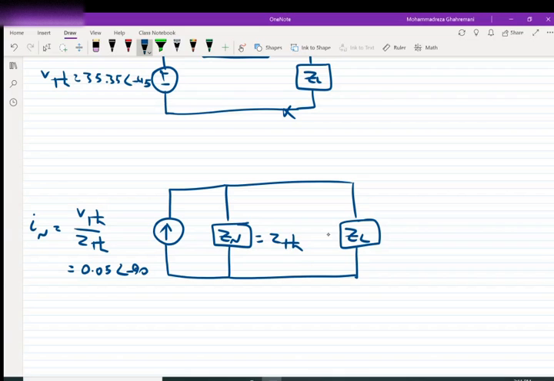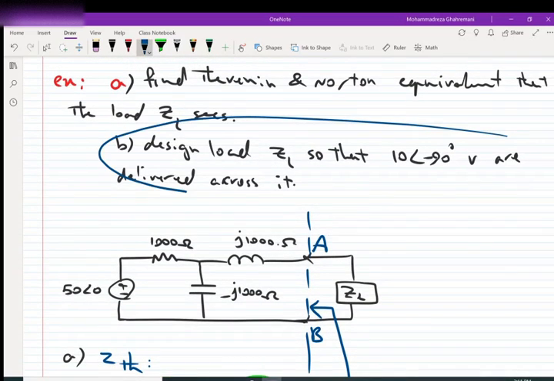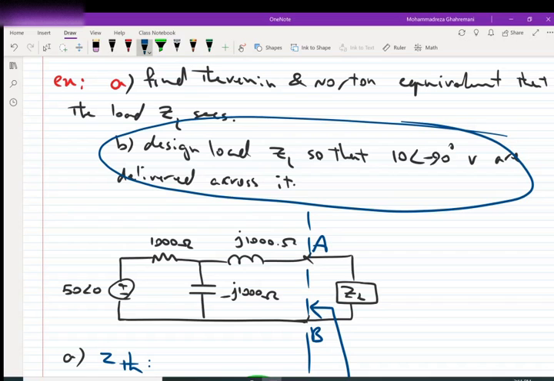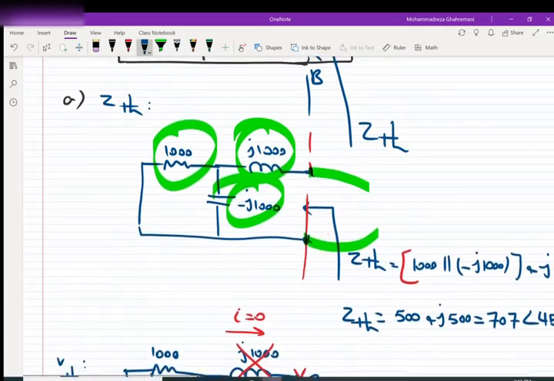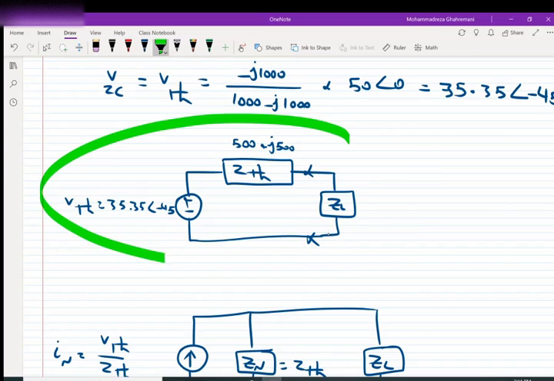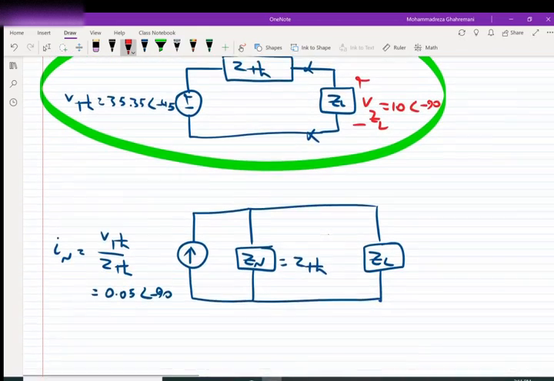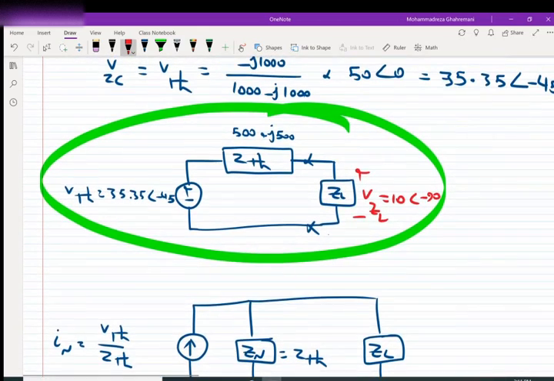Now that we got the Thevenin and Norton equivalent, let's look at part B of the problem. Part B says design a load so that the voltage of 10 with the angle of negative 90 is across the load. So if we have this equivalent circuit, we want the voltage VZL equal to 10 with the angle of negative 90. So how can we do that?